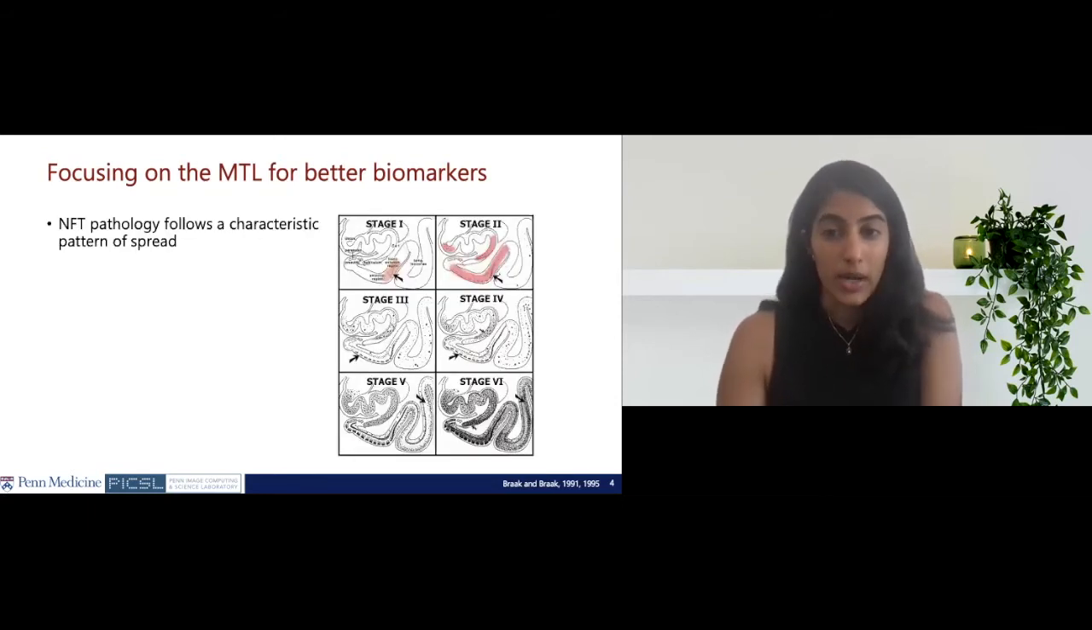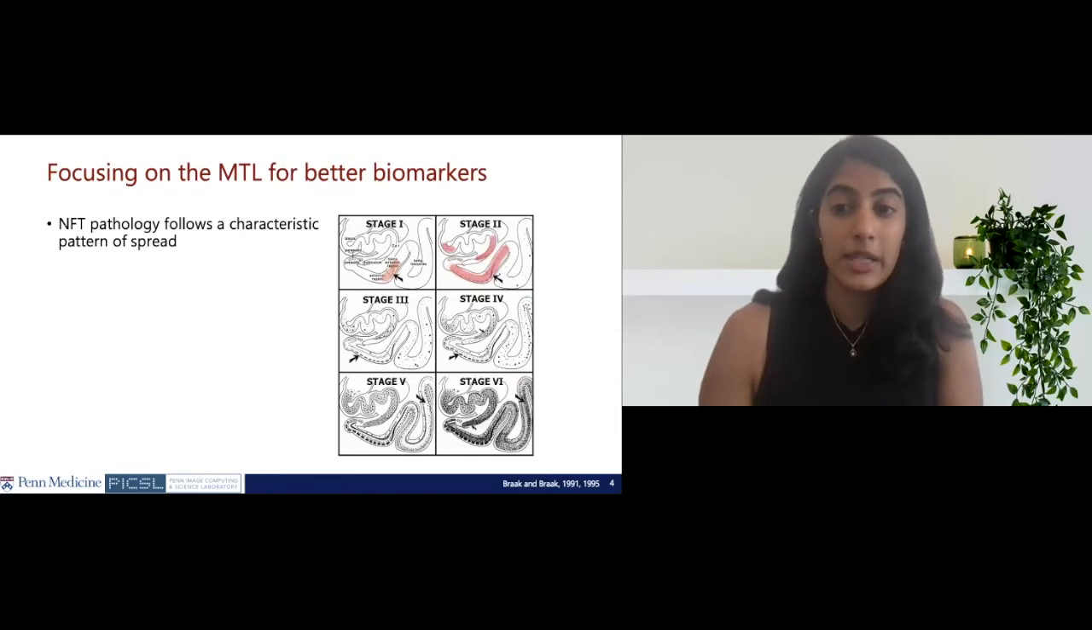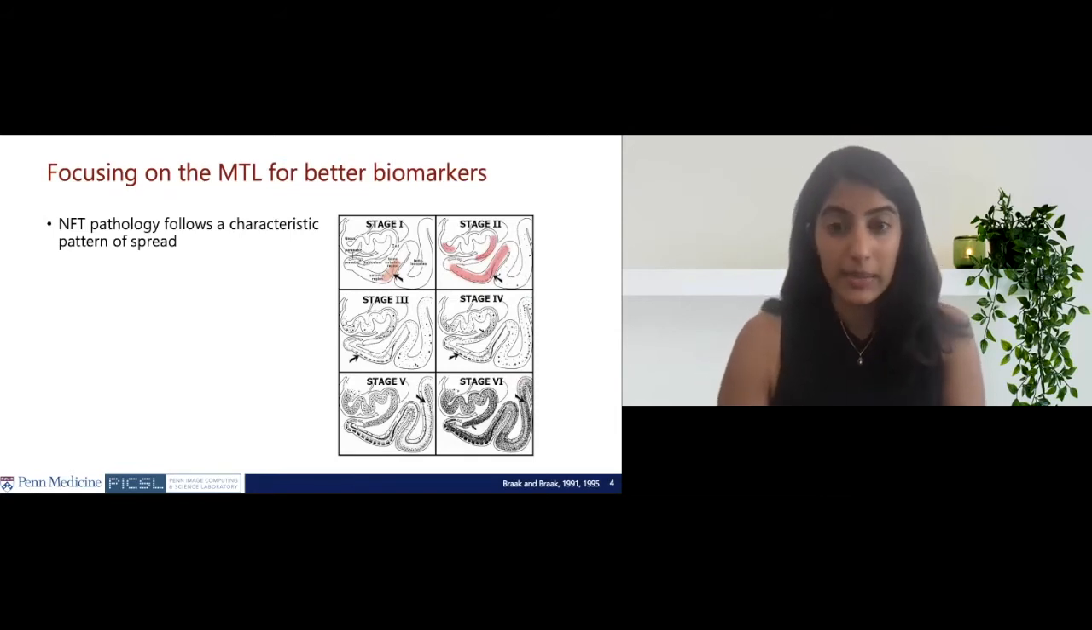This figure shows the Braak stages, which describe the characteristic pattern of spread of NFT pathology within the MTL. As mentioned previously, early accumulation is observed near BA35 and the entorhinal cortex. The pathology then gradually spreads till it covers the entire MTL region before spreading to other parts of the brain.